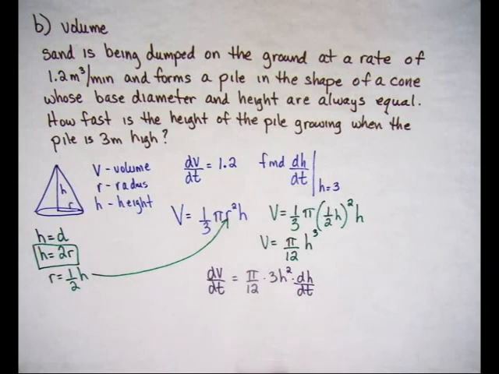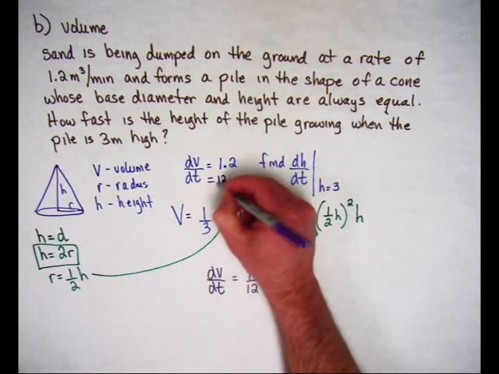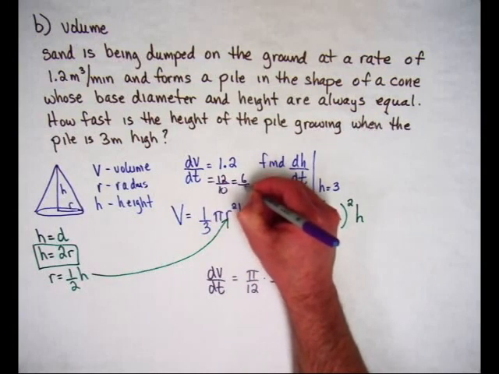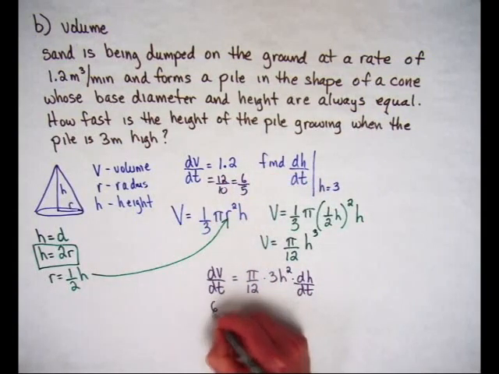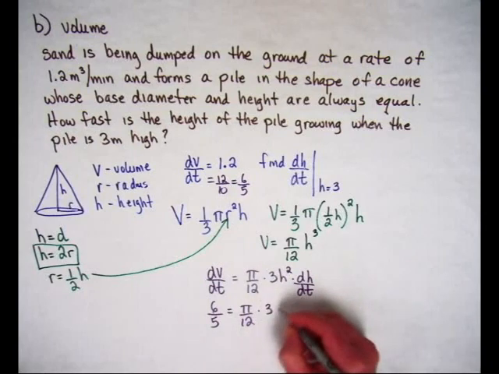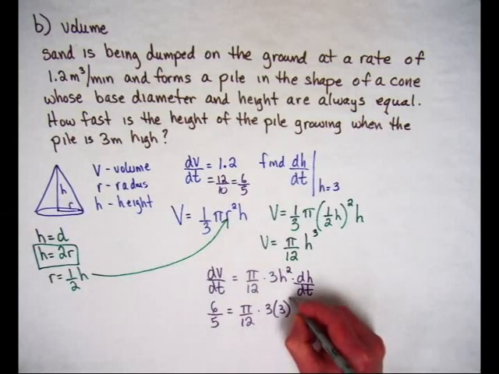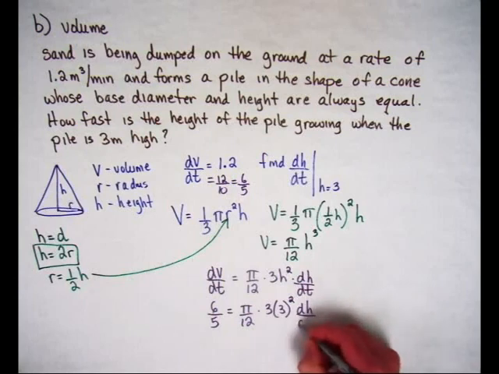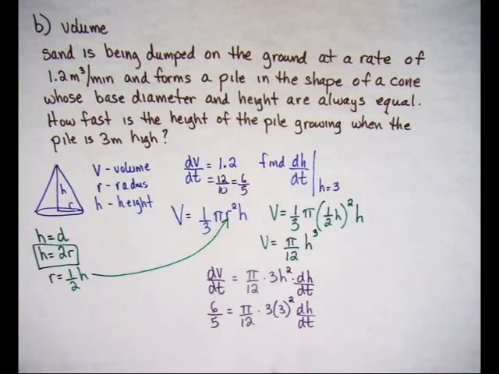We know that dV/dt is 1.2. Now 1.2, just so you know, I'm going to do this without a calculator. 1.2 is really just 12 over 10, which I can reduce to 6 over 5. So I'm going to replace this with 6 over 5 equals pi over 12 times 3 times 3 squared dh/dt. And the reason why I'm doing this as a fraction, not a decimal, is I just want to show you that a person doesn't really need a calculator for these. Most of these questions work out quite nicely.